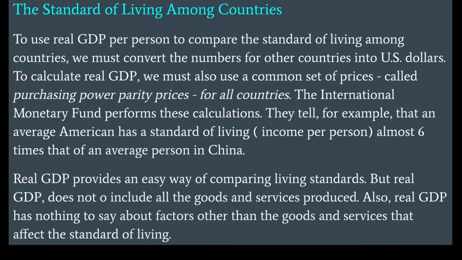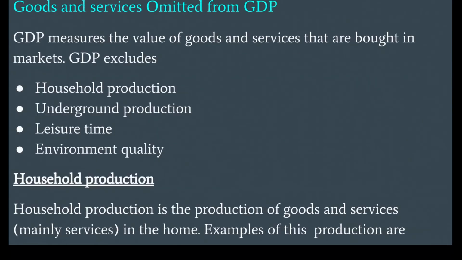Real GDP provides an easy way of comparing living standards, but real GDP does not include all the goods and services produced. Also, real GDP has nothing to say about factors other than the goods and services that affect the standard of living. Goods and services omitted from GDP. GDP measures the value of goods and services that are bought in markets. GDP excludes household production, underground production, leisure time, and environment quality.